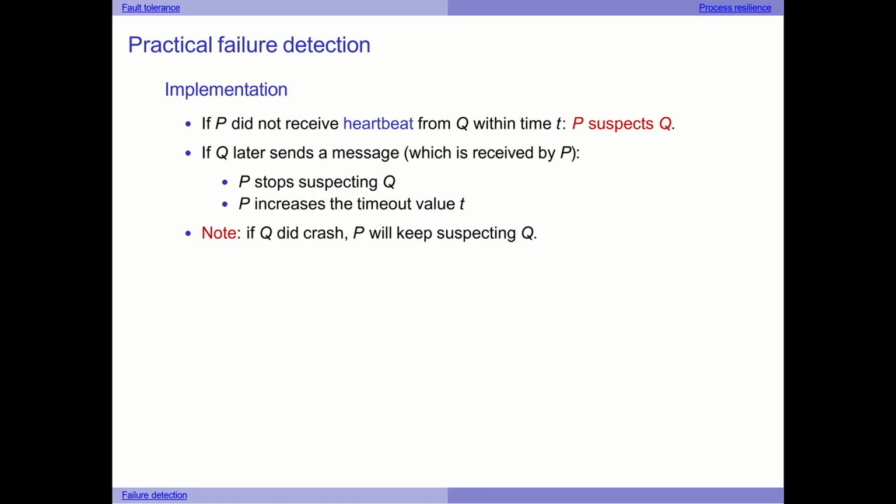Now, practical failure detection. If P did not receive any heartbeat, acknowledgement, or reply from Q within time T, then P will suspect Q. And if Q later sends a message which is received by P, P will stop suspecting Q, and P will increase the value of time T. If Q did crash, P will keep suspecting Q. So when process P wants to assume whether process Q has crashed or not, it relies on whether it receives any acknowledgement, reply, or message from process Q. Otherwise, it will keep suspecting that Q has crashed.